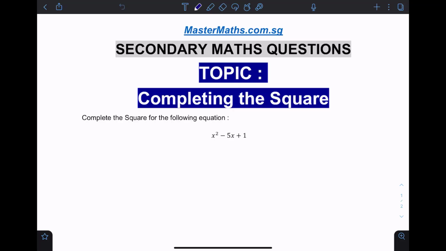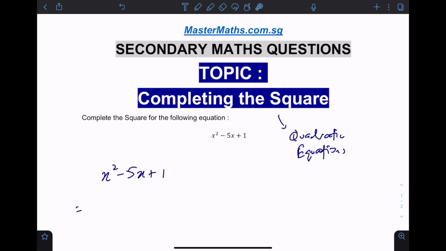Complete the square for the following equation. Now, completing the square is applicable for only quadratic equations. Okay, so please take note of this. All right, so let's rewrite that equation, x squared minus 5x plus 1.